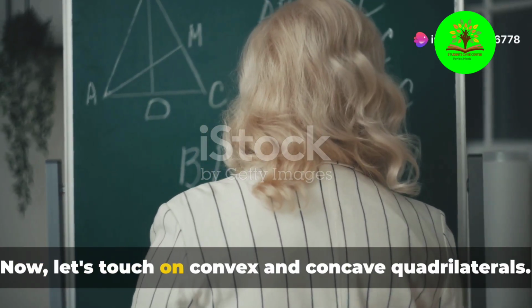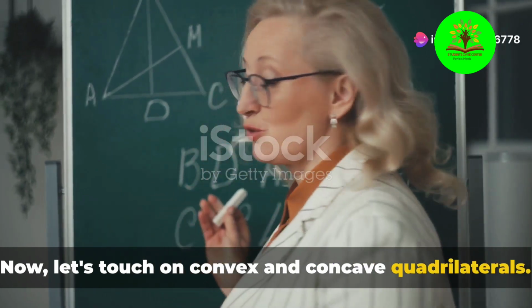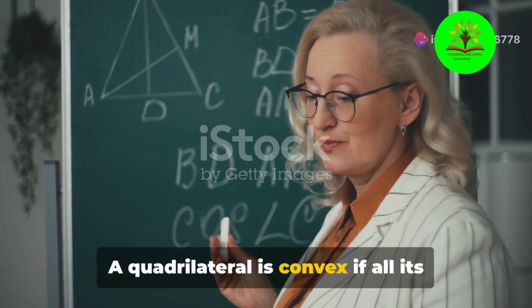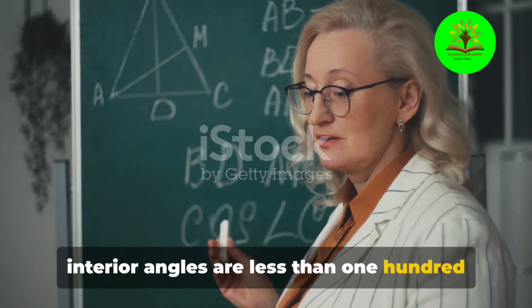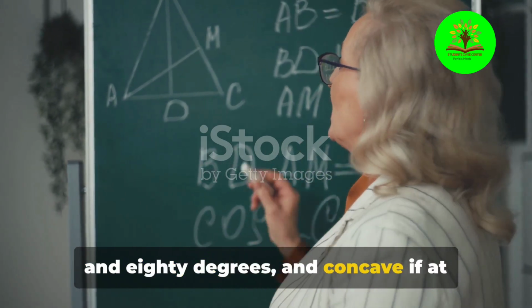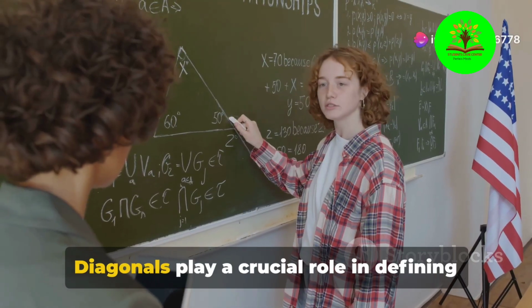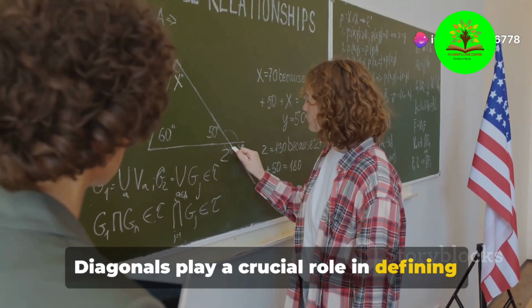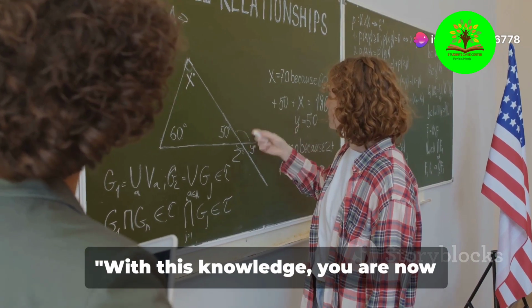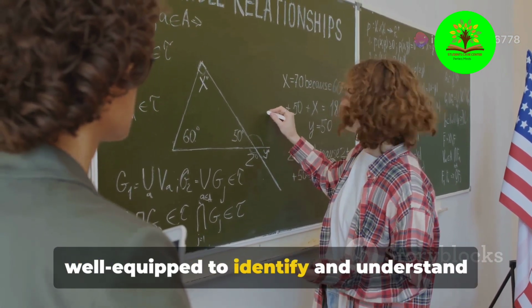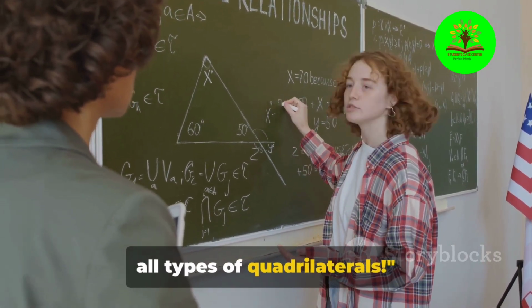Now, let's touch on convex and concave quadrilaterals. A quadrilateral is convex if all its interior angles are less than 180 degrees, and concave if at least one of its angles is more than 180 degrees. Diagonals play a crucial role in defining these shapes and their properties. With this knowledge, you are now well equipped to identify and understand all types of quadrilaterals.